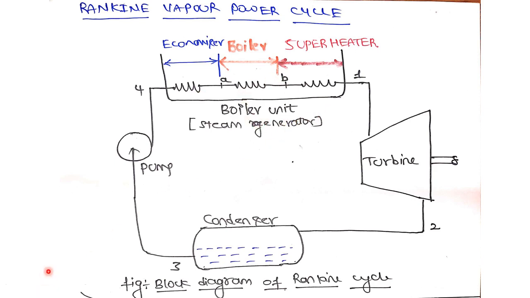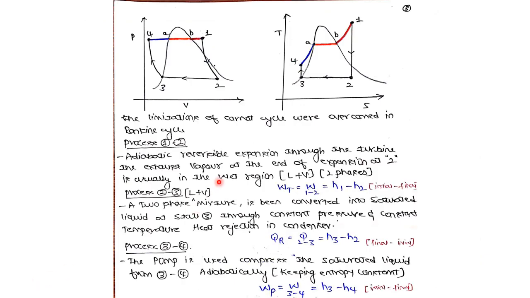So just kindly take this block diagram. We shall go into the processes now. This particular thing explains the PV diagram of the Rankine cycle, and this particular thing explains the TS diagram of the Rankine cycle. So the process 1 to 2, you already know that it is isentropic, constant entropy, adiabatic expansion.